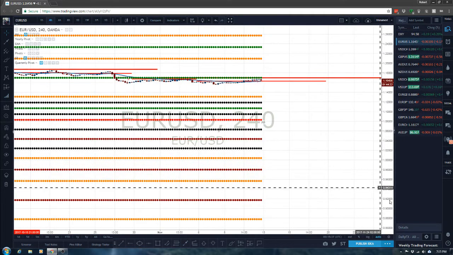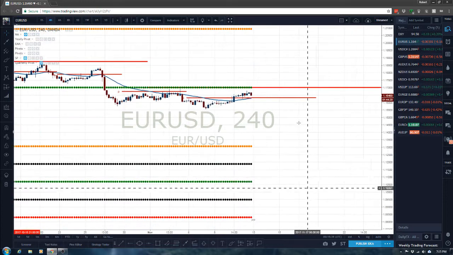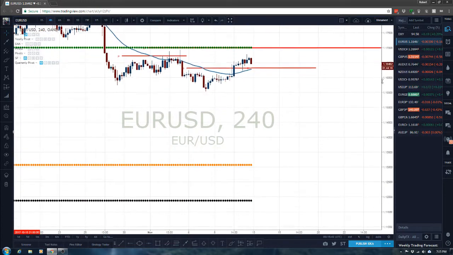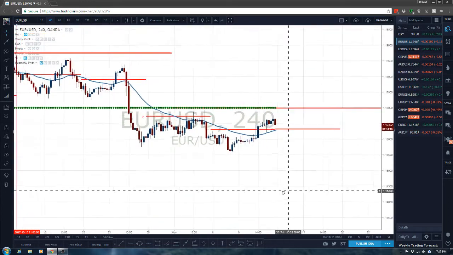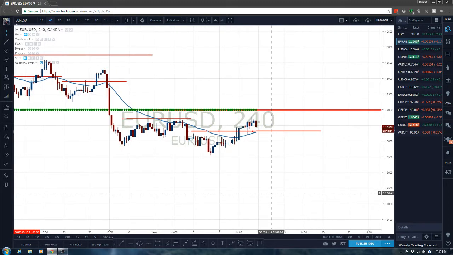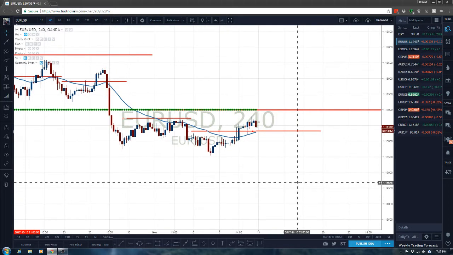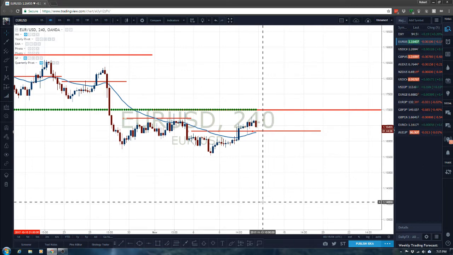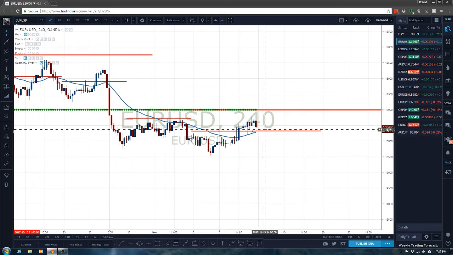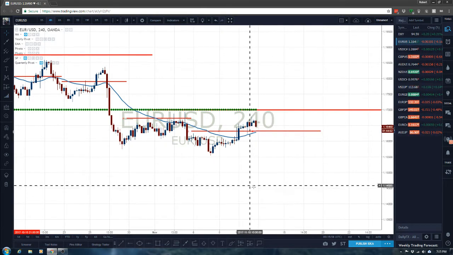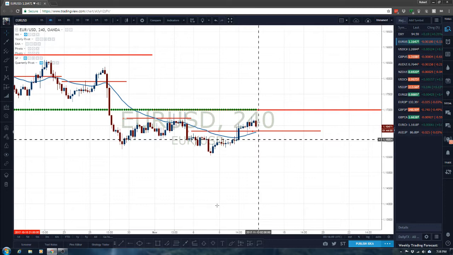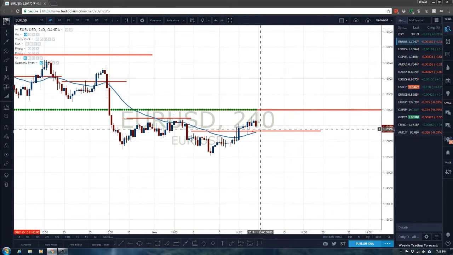Euro dollar, pretty much the same pivot this week. We didn't really get much price action last week at all. We're currently above the weekly pivot. Price is currently coming down to test that weekly pivot. While it is above this weekly pivot, continue to look for price to head higher towards the monthly and the yearly.